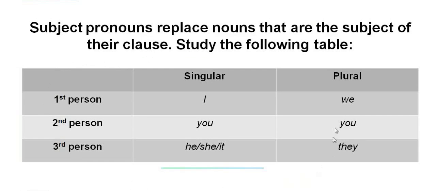Have a look at the table below. When we talk about the first person, in its singular form, we use I. In plural, we. When we talk about the second person, we use you. In its plural, the same, you. When we talk about the third person, we use he, she, it. Plural, they.